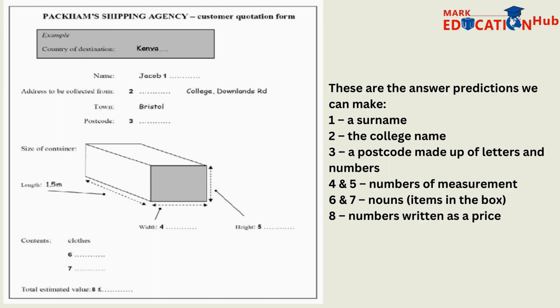Now, moving on to question number 2, address to be collected from. It is given as fill in the blank along with college. So, we predict that here the name of a college will be spoken, which will be the answer. The third question says postcode. So, here we will predict that the answer will be a combination of letters and numbers, as it will be a postcode. Likewise, looking at all the questions, first we should predict the answers so that it becomes easier for us to write down the answers while listening to the audio.